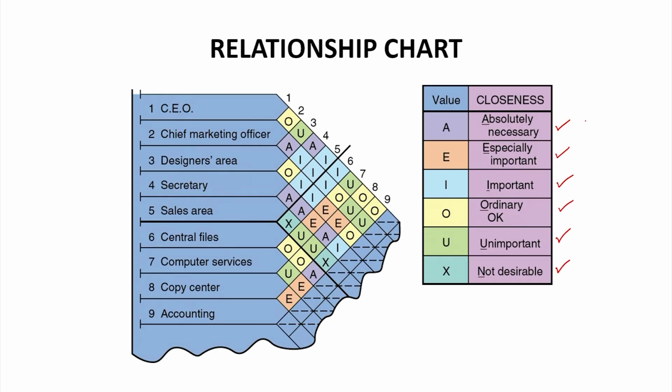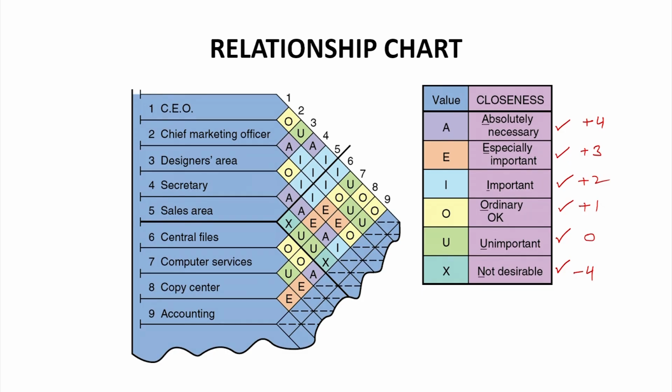And usually we give a score of +4 if the two departments need to be close, for A. For E, we give a score of +3. For I, we give a score of +2. For O, we give a score of +1. For unimportant, we give a score of 0. For not desirable, we may give a very high negative score. It can be to the tune of -4 also.